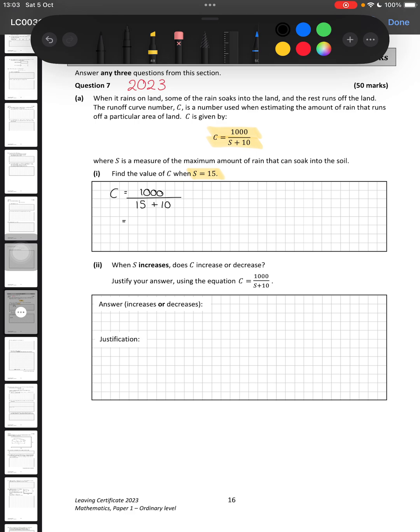You can simplify that further to 1000 over 25, or you can type it straight into your calculator because you don't have any variables left. As soon as it's all numbers, you can type it into your calculator and we get the answer is 40.